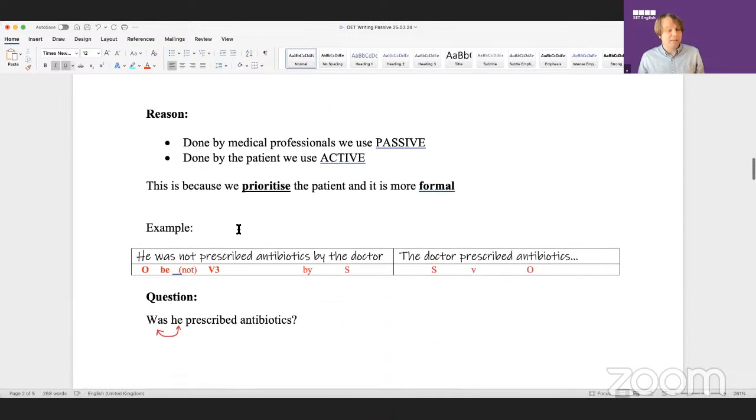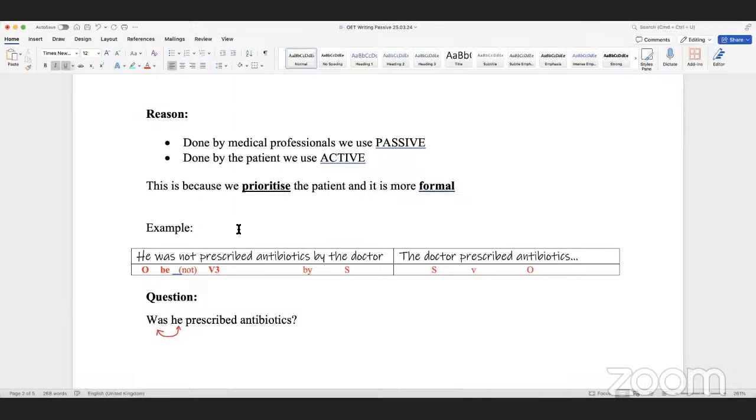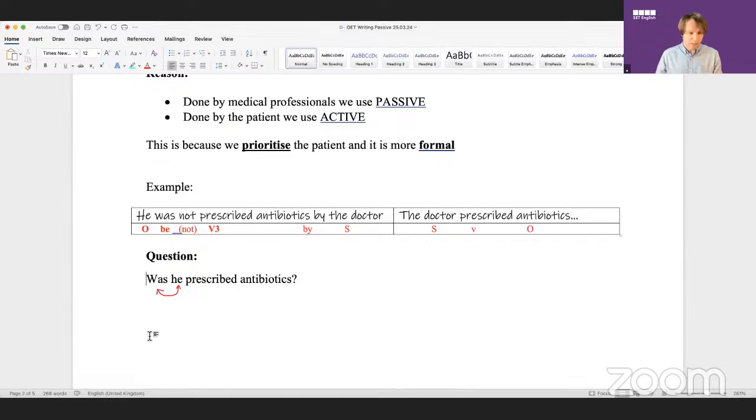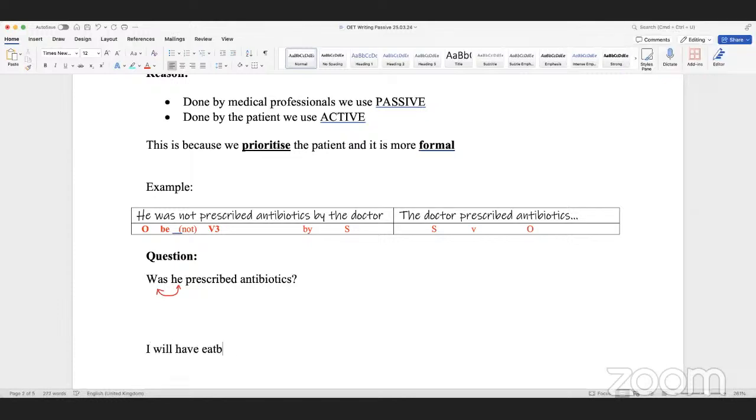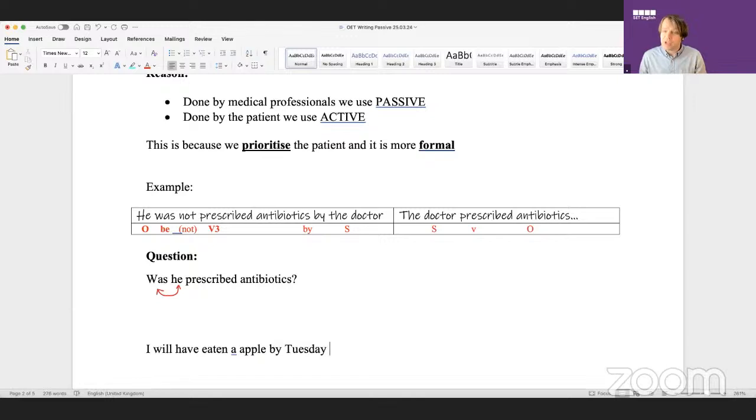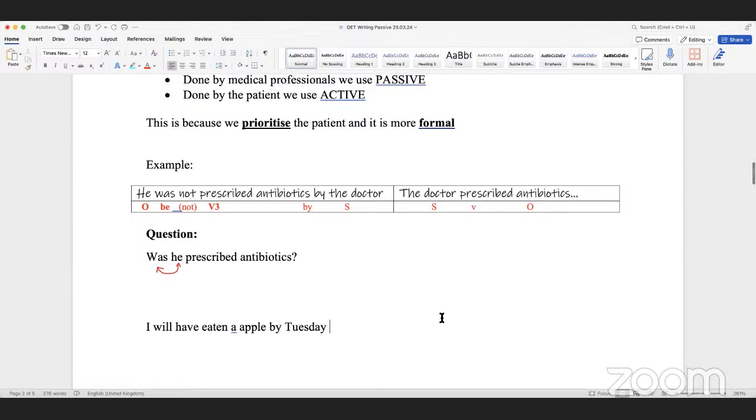So that means, guys, there's more than one tense. Can we have passive in more than one tense? Of course, yes. For example, if I say, I will have eaten an apple, what tense is that? Future perfect. Can anyone make the passive? Maybe Jasmine, do you want to say hello? Freshta, can you make the passive with this? It's tricky, right?